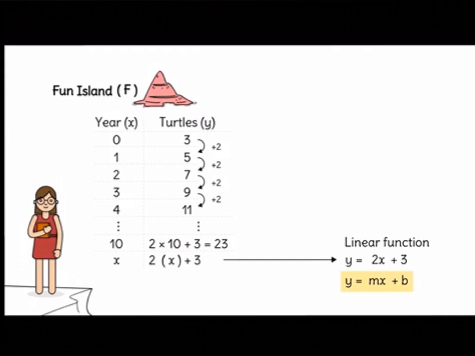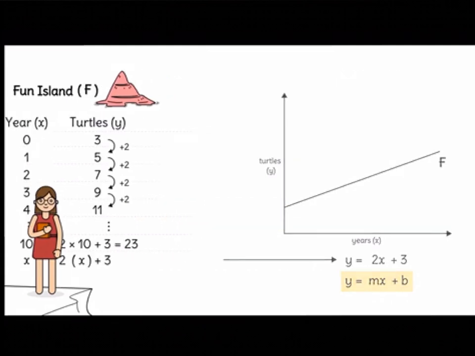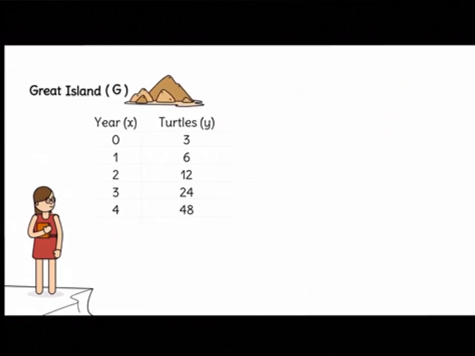Sally is starting to understand what's happening. If we graph the function for turtles on island F, we get a straight line, of course. Remember, if the values are created by adding or subtracting a constant, this is a linear model. Cool, well what about the turtles on island G?